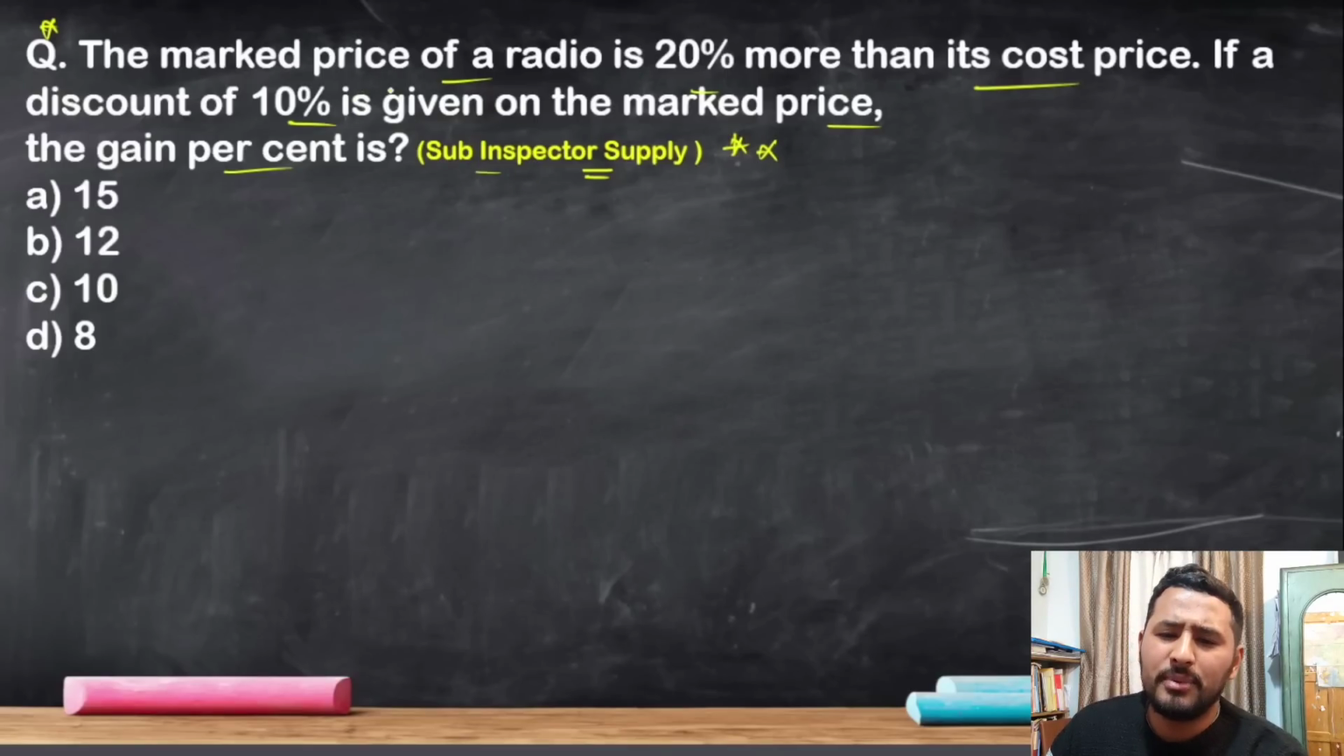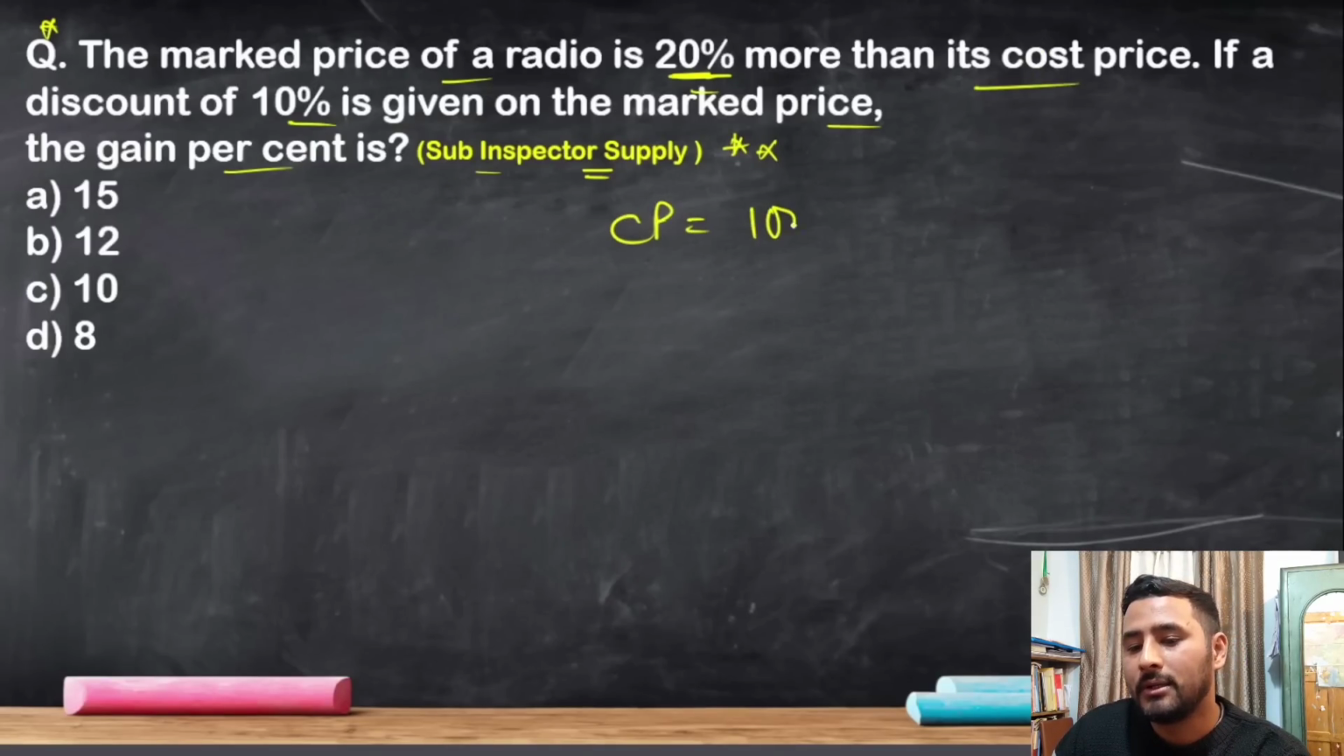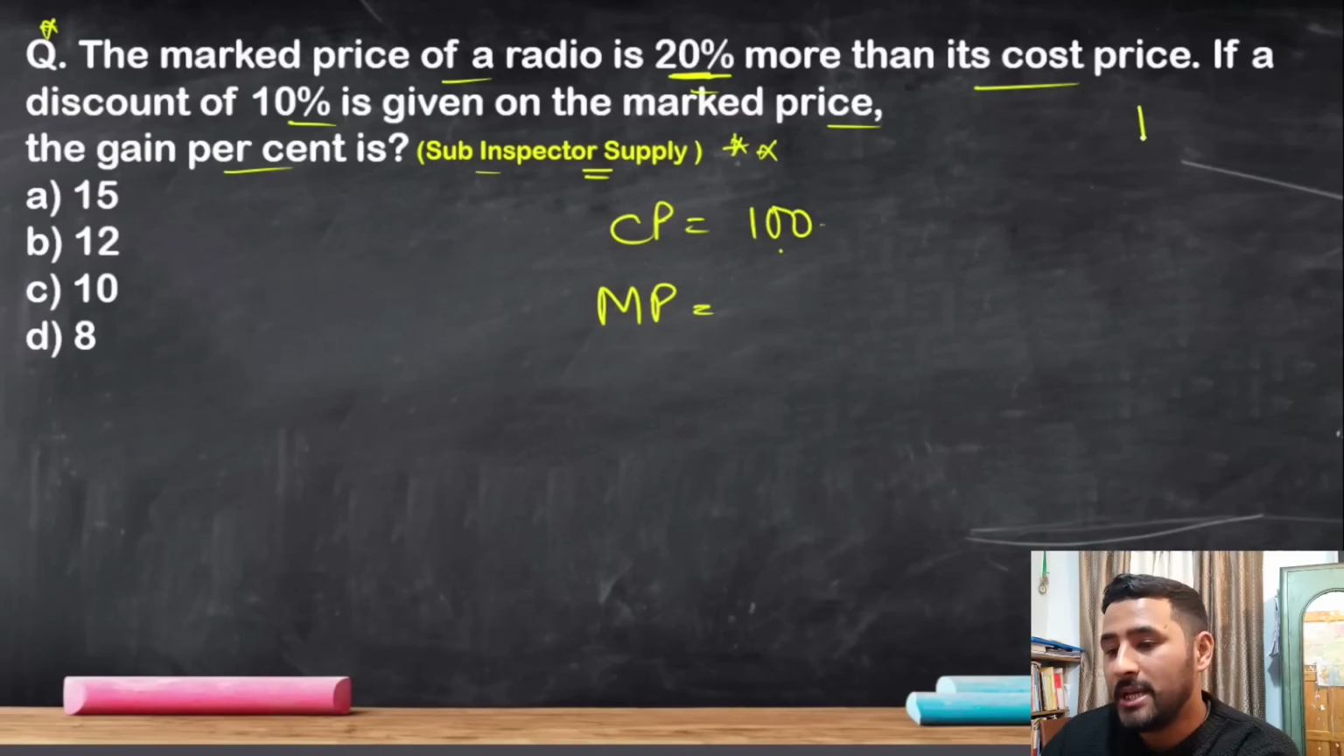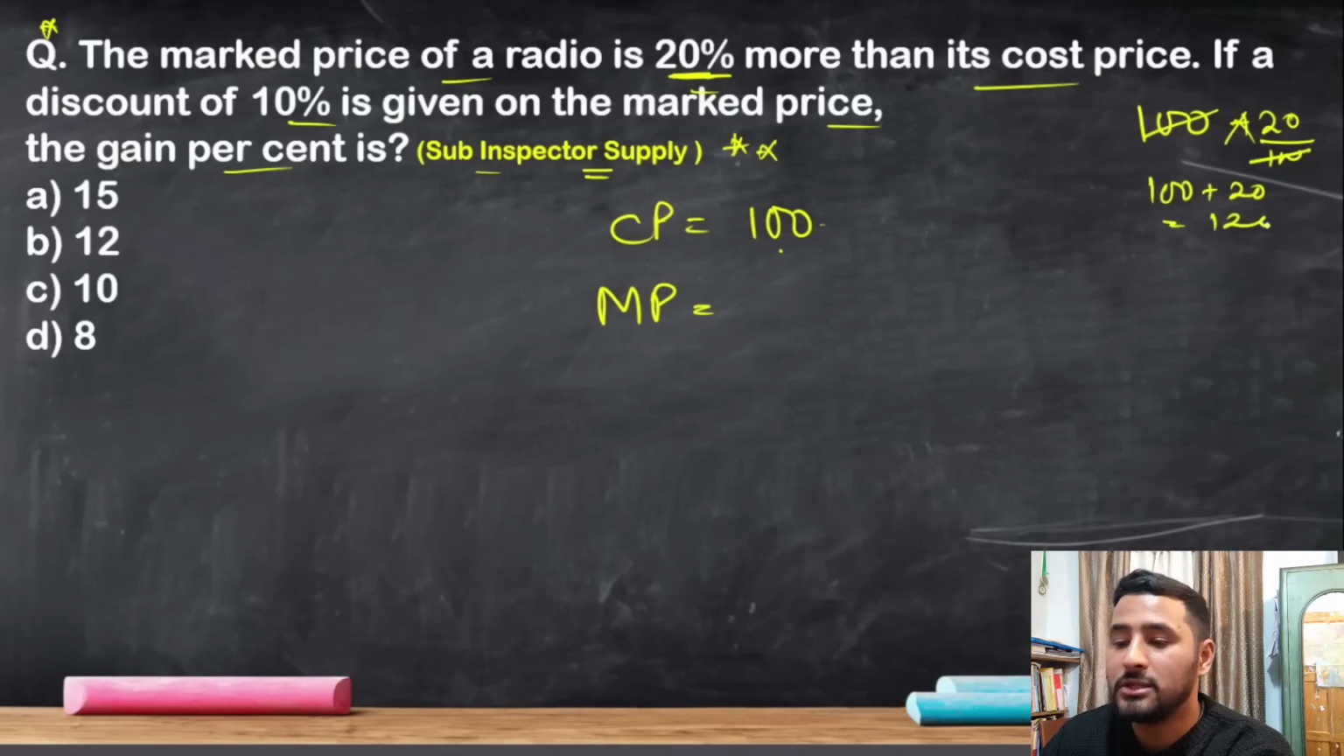The mark price of a radio is 20% more than its cost price. This type of question also you should assume CP to be 100. CP is the amount which a shopkeeper has bought from the wholesaler. If the CP is 100, the mark price is increased. So if you increase 20% on 100, MP will be how much? The zeros get cancelled, so an increase of 20 only. So this will be 100 plus 20, which is 120. So MP will be 120. Suppose if it's 30%, then you will add 130 on 100.